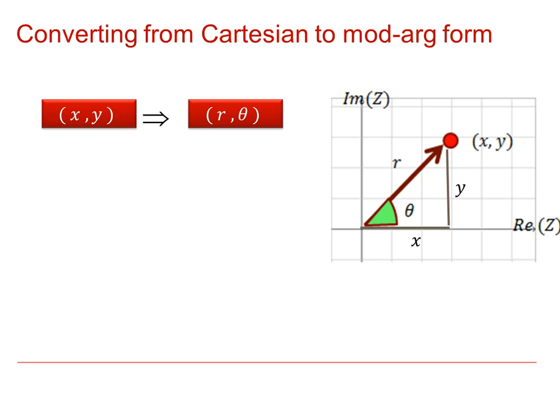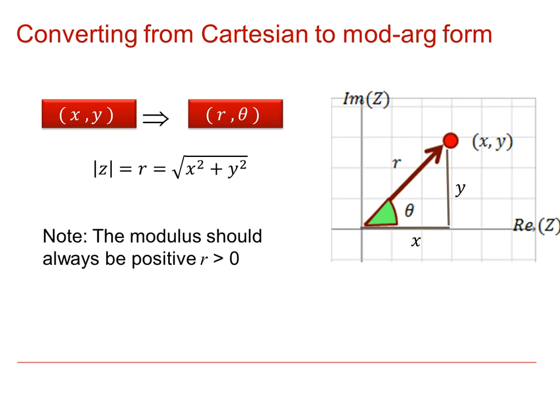Well, I've said we can convert from the Cartesian form to the modulus and argument form using trigonometry. So you can see here the diagram showing the Cartesian coordinate x, y and the polar coordinates r and theta. And we can see then that clearly the modulus of z, or r, by Pythagoras' theorem is just the square root of x squared plus y squared. The modulus is always going to be positive, so when you take the square root, remember that you're going to take the positive value.